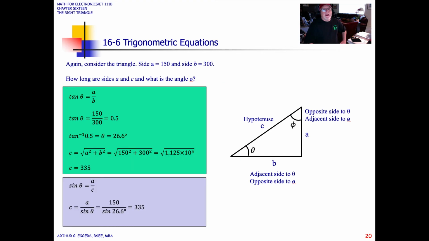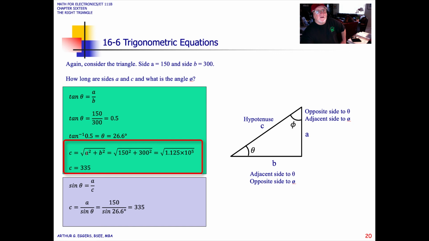So now let's consider again, we have side A equal to 150 and side B equal to 300. How long are sides A and C? And what is the angle phi? So we're interested in the angle at the top, phi, and we want to solve for the hypotenuse and side A. So again, if we start with the tangent, this allows us now to solve for the angle theta. Okay, so in this case, we have 150 over 300 gives me 0.5. The inverse tangent of 0.5 gives me theta of 26 degrees.